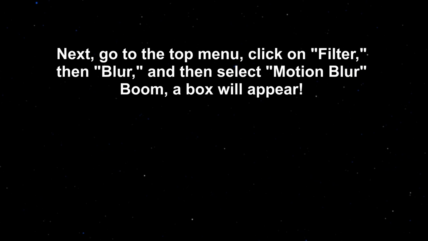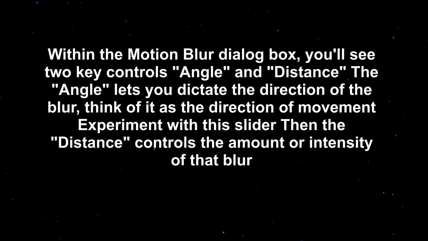Next, go to the top menu, click on Filter, then Blur, and then select Motion Blur. Boom! A box will appear. Within the Motion Blur dialog box, you'll see two key controls: angle and distance.